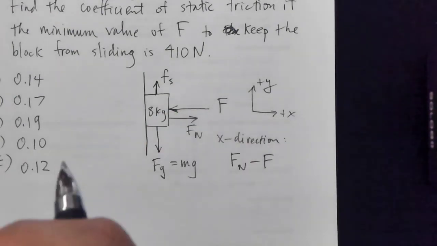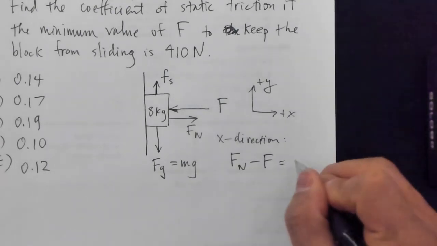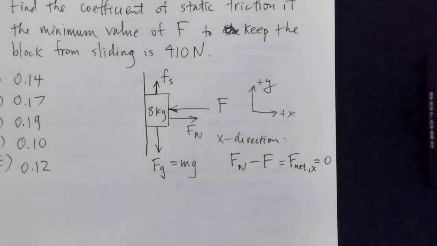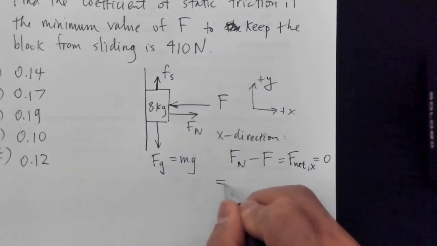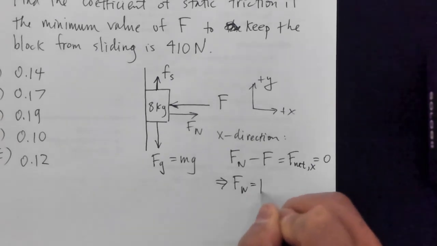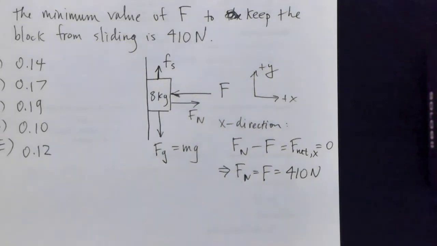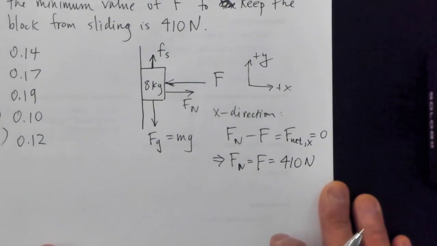And what is the acceleration in the x direction? Nothing. 0. So that means F net x must be equal to 0. So the normal force is equal to F. That means Fn is equal to F, which is equal to 410 newtons. And that will help us get the friction force.